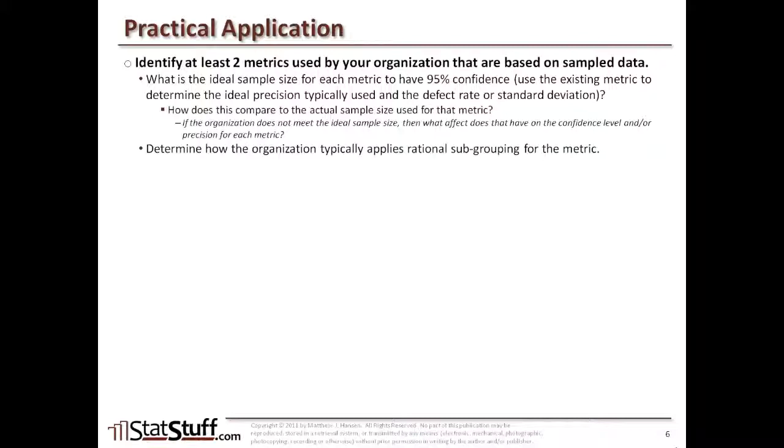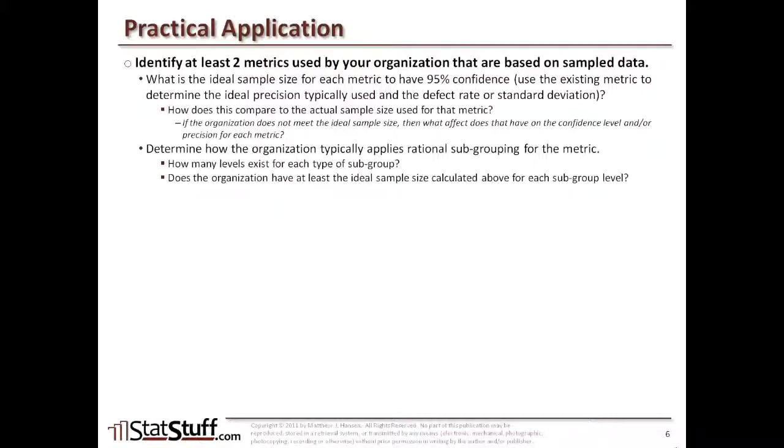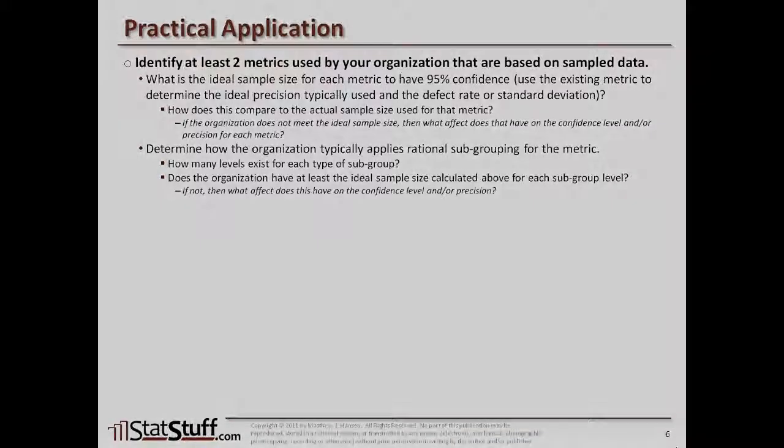Next, I want you to try to determine how the organization typically applies rational subgrouping for each of those different metrics. How many levels exist for each type of those subgroups? And does the organization have at least the ideal sample size calculated for each of those different subgroup levels? If they don't, then what's the effect that has on the confidence level or in the precision of that metric?